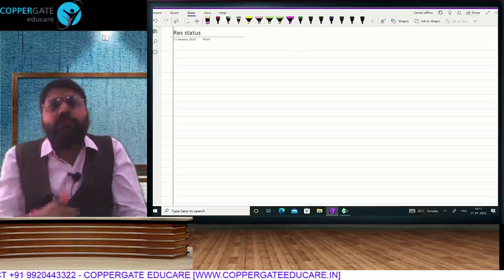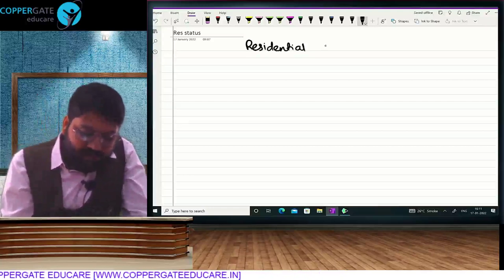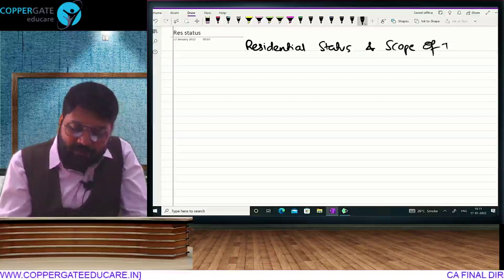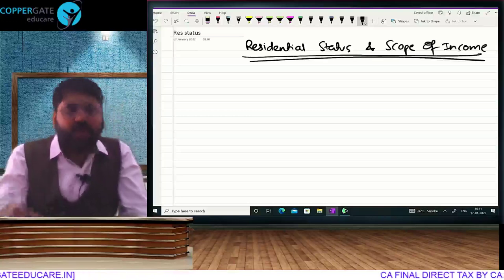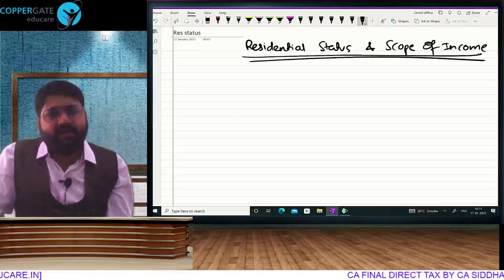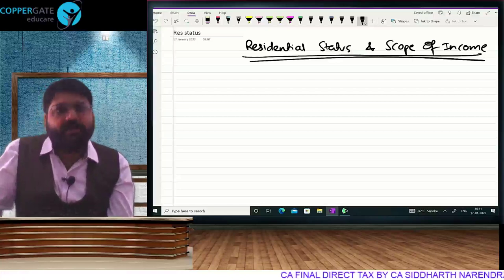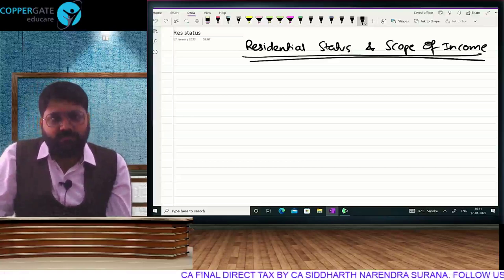But before we go to calculation of income, we are now supposed to study our second chapter, called Residential Status and Scope of Income. You cannot go to income calculation unless you have studied this chapter. Without this, it is not possible to learn calculation of income. This is very important to learn.